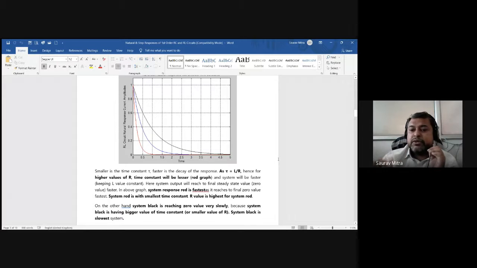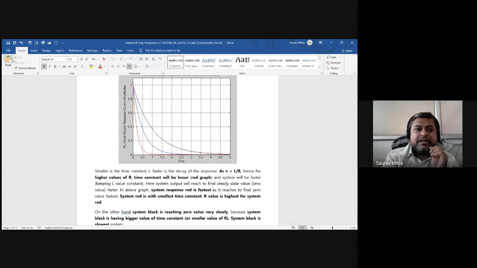Whenever the graph is falling to ground first, for the first case red wala, that means this is having a smaller time constant. For any system, smaller time constant means system is going to reach the output destination fast. Okay, so for the first case red, in this case time constant is less. Time constant is less means for constant L, take 1 Henry, R value will be lesser. So the same thing it is given here. Hence the highest value of R is for the red graph. ये dark में लिखा हुआ है. Time constant will be lesser, red graph, and system will be faster, keeping the L value constant.